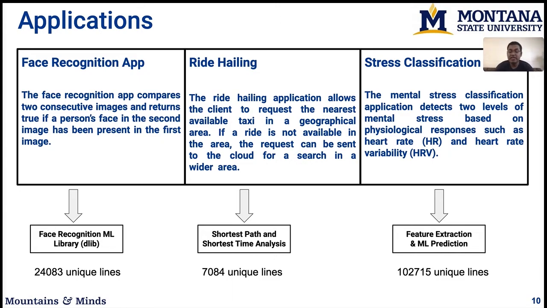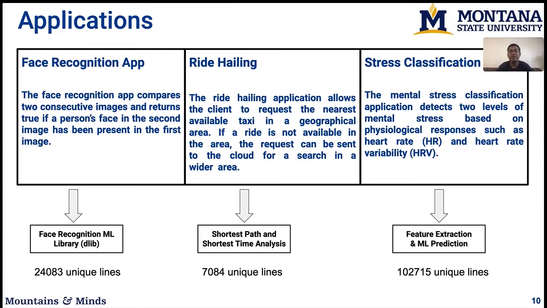To verify the system, we use 3 different applications: a face recognition application, a ride-hailing application, and a stress classification application. The face recognition application compares two consecutive images to find a similar face. For this computation, we use a machine learning library called dlib, which compares the faces and responds based on the result.